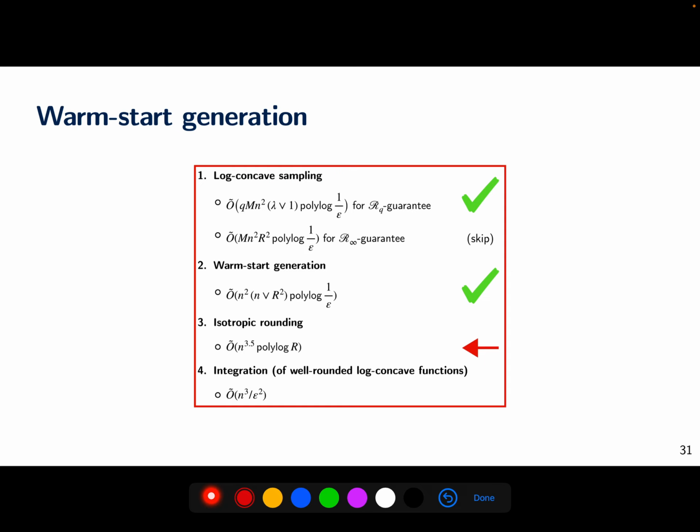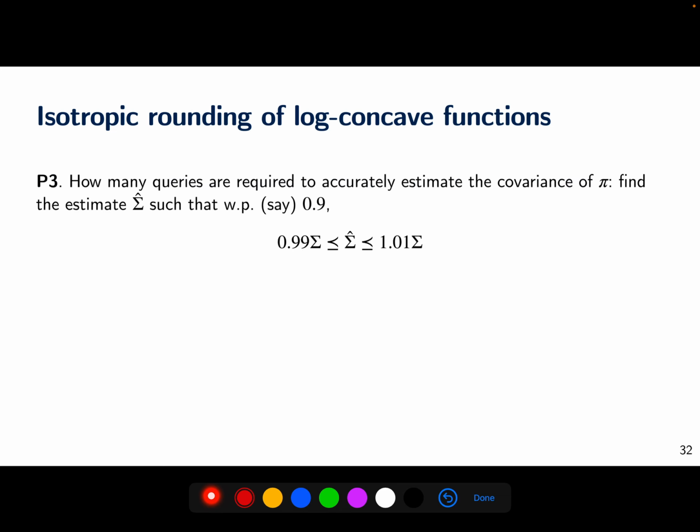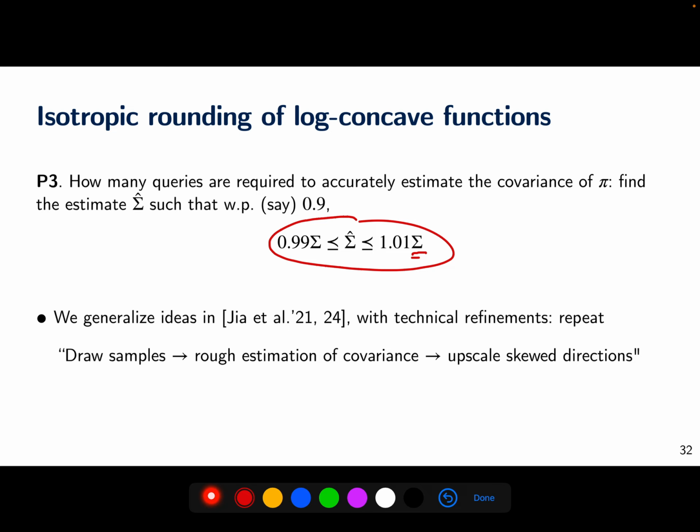So now the second part is done. Let's move on to isotropic rounding. As I already elaborated, for the isotropic rounding of the log-concave distribution, we're going to estimate the actual covariance of phi as accurately as possible through this relation. And then our approach here is we basically generalize some ideas in this paper with some technical refinements.